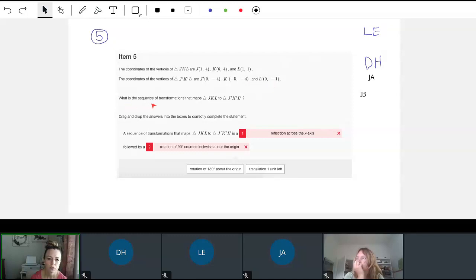And you want to know, what's the sequence of transformations that maps triangle JKL to triangle J prime, K prime, L prime? These questions are very hard. So this is probably one of the most missed questions on the test. There are different ways. Some people can just see this more easily than others. I would suggest, especially if you have a hard time with transformations, to try graphing this.